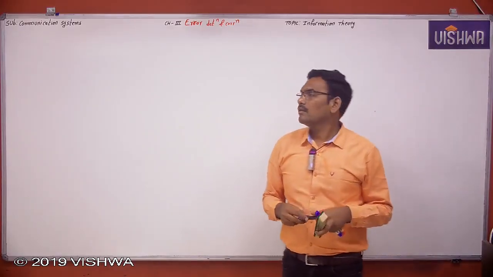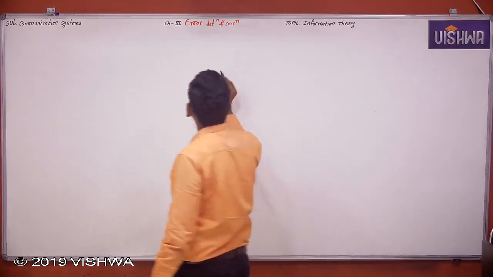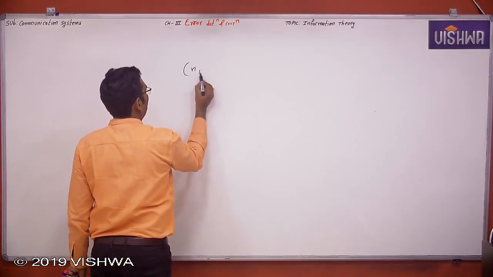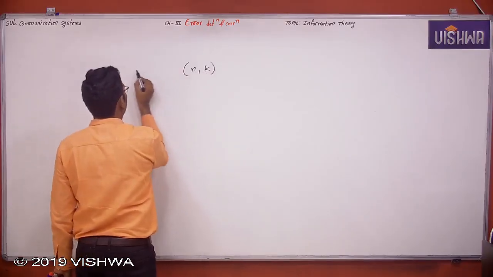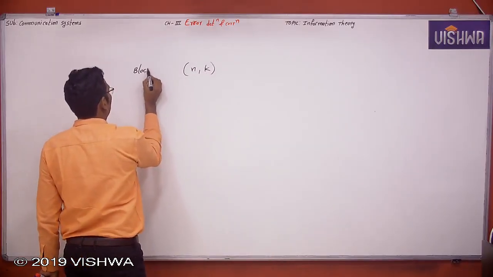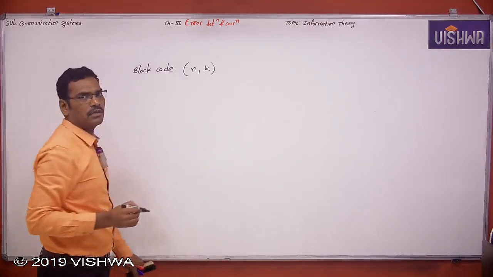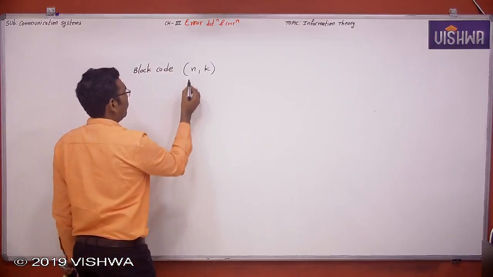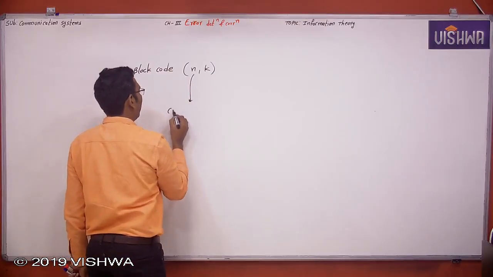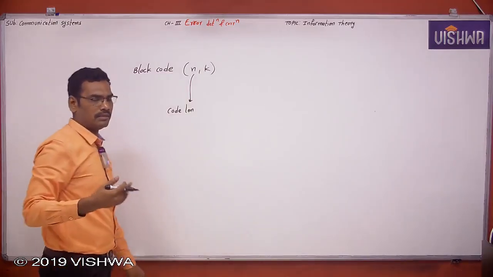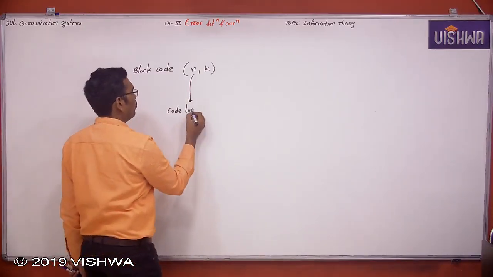Okay. Now this is (n, k). This is the representation of a block code, where n is the code length. Code means ones and zeros, information. This is the code length.